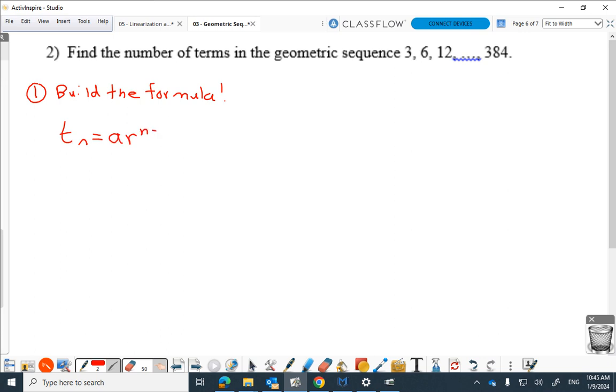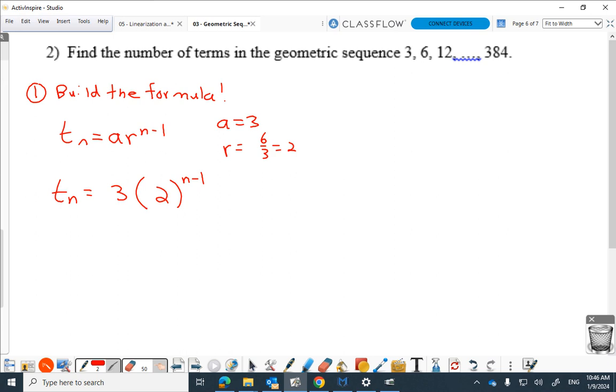The A is 3. I can see that by just looking at the sequence. A is the first term. And the R, because they said it was a geometric sequence, I only got to do this once. 6 divided by 3, which is 2. Tn equals 3 times 2 to the n minus 1. There. Now I have the formula. If you want to get any term in the sequence, you go 3 times 2, n minus 1 times.